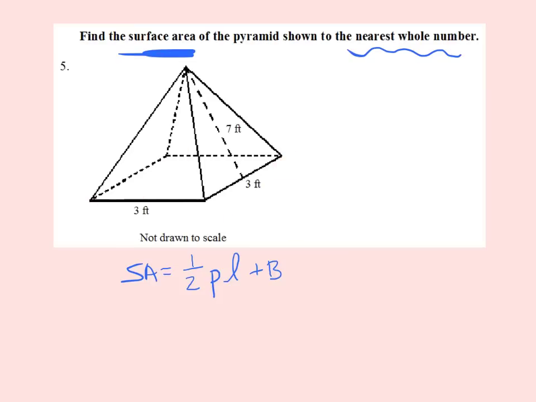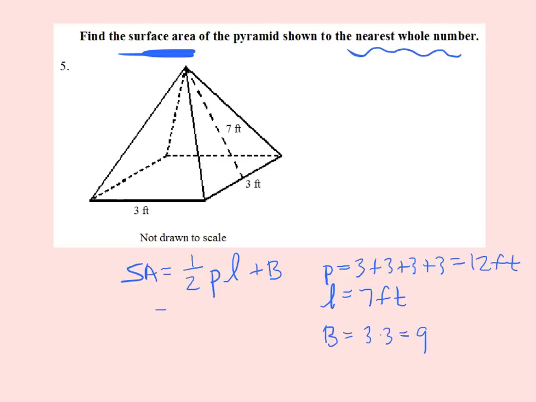So let's start doing some work here. My perimeter is going to be 3 plus 3 plus 3 plus 3, which is 12 feet. My slant height, they told me, is 7 feet. We need to find the area of my base. Because I know it's a square, I just do 3 times 3, which equals 9. So now I can plug these things in. 1/2, 12 times 7 plus 9. So let's do that. I get that my surface area equals 51 feet squared.